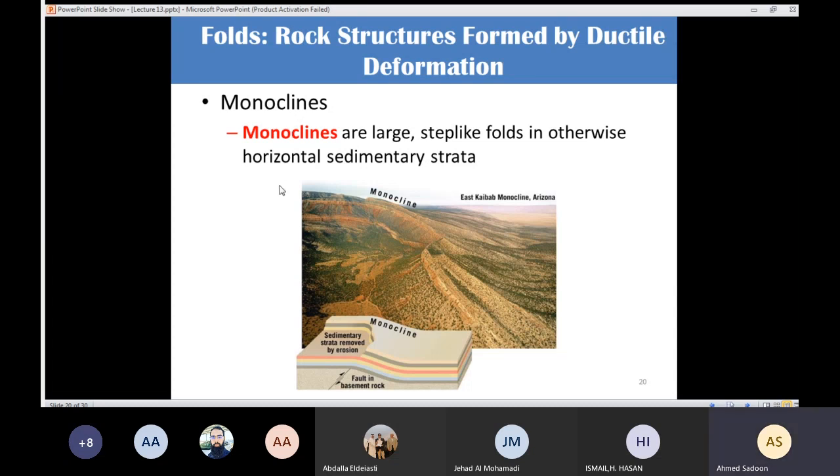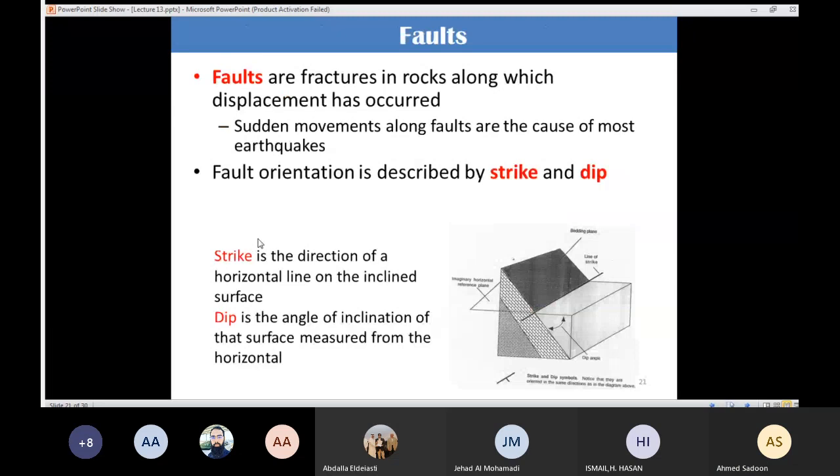Any questions about the types of the folds? Okay, let's move on, and we need to talk about the faults. And I want you to focus, because if you miss a small part, you are going to miss the other parts. So please, I want you to focus here.